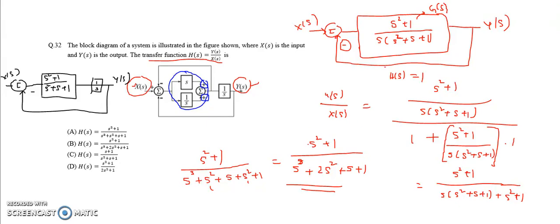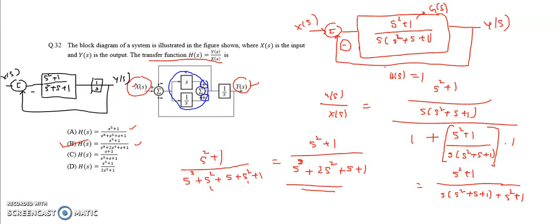So just look out for this expression matching with the following options. Option A is s square plus 1 by s cube plus s square plus s plus 1, which is not matching with my solved expression, and option B is s square plus 1 by s cube plus 2s square plus s plus 1, so it is perfectly matching. So the correct answer out of these four options is option B. So it is a way of solving this problem.